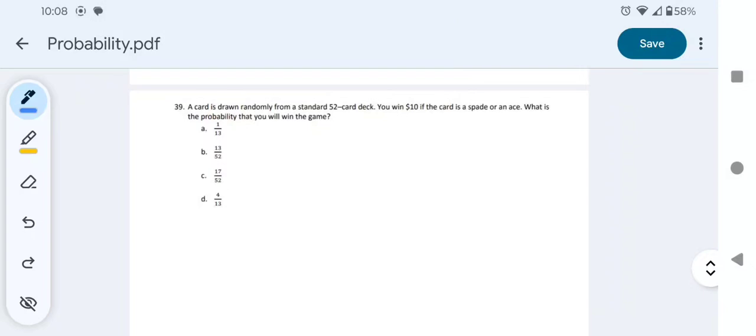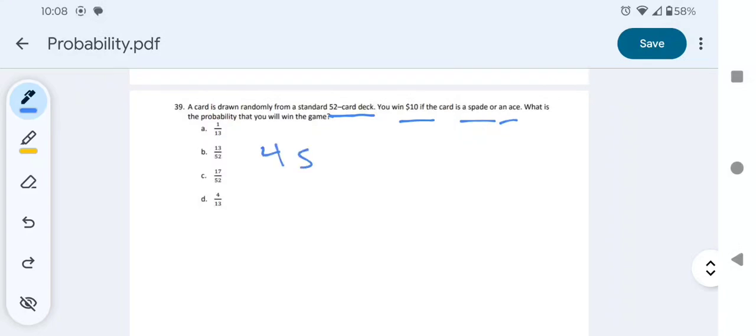A card is randomly drawn from a 52 card deck. Every deck of cards, usually if there's no jokers, has 52 cards in them. There's 13 in each suit. There's 4 suits. You win a $10 card if you pull a spade or an ace. What is the probability that you will win a game? So it's very important here.